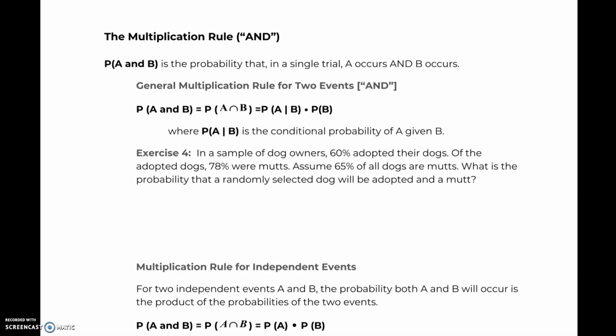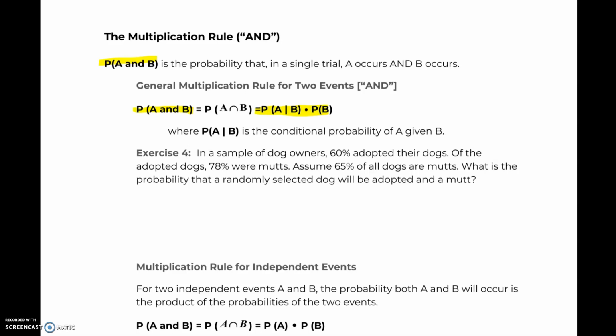The next probability rule is the multiplication rule. We use the multiplication rule when we're looking for "and" probabilities. So for example, the probability of A and B, which we annotate with the intersection symbol, is equal to the probability of A given B times the probability of B. Meaning we first find the probability of B happening, and then we find the probability of A given that B already happened, and then we multiply.